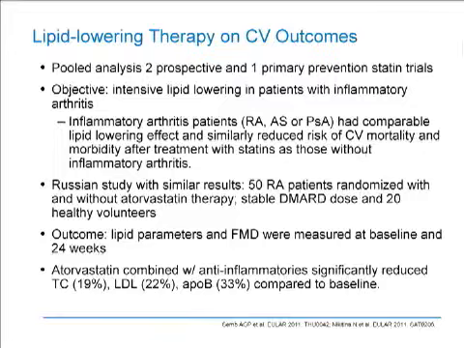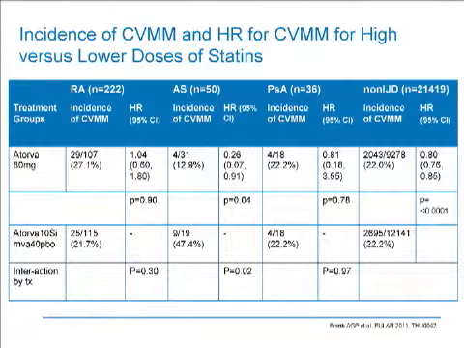There was a similar study done in Russia that looked at 50 RA patients randomized with and without atorvastatin therapy, a lipid-lowering agent. They were on stable DMARDs and compared with 20 healthy controls. Their outcome measures, lipid parameters as well as flow-mediated dilatation, were measured at baseline and at 24 weeks. And they also confirmed that the atorvastatin group, the group that was on a lipid-lowering agent combined with anti-inflammatory therapy, significantly reduced total cholesterol, LDL, ApoB compared to baseline. So looking at this table here, they tried to split up the inflammatory arthritis.